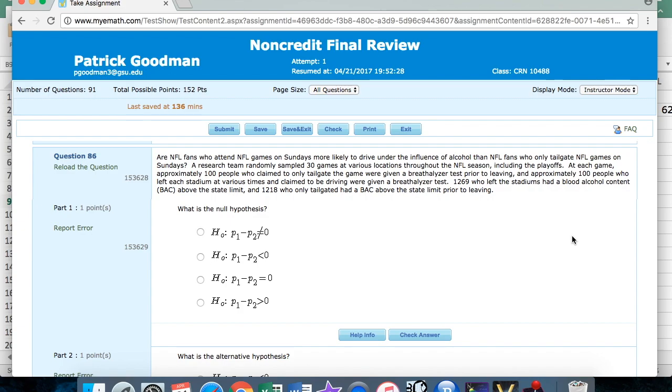A research team randomly sampled 30 games at various locations throughout the NFL season, including the playoffs. At each game, approximately 100 people who claimed to only tailgate the game were given a breathalyzer test prior to leaving. Okay, so 100 people who left the stadium at various times claimed to be driving when they were given this test. 1,200 who left the stadiums had a blood content above this, and 12,000 who tailgated had a blood alcohol content above the state limit prior to leaving. Okay.